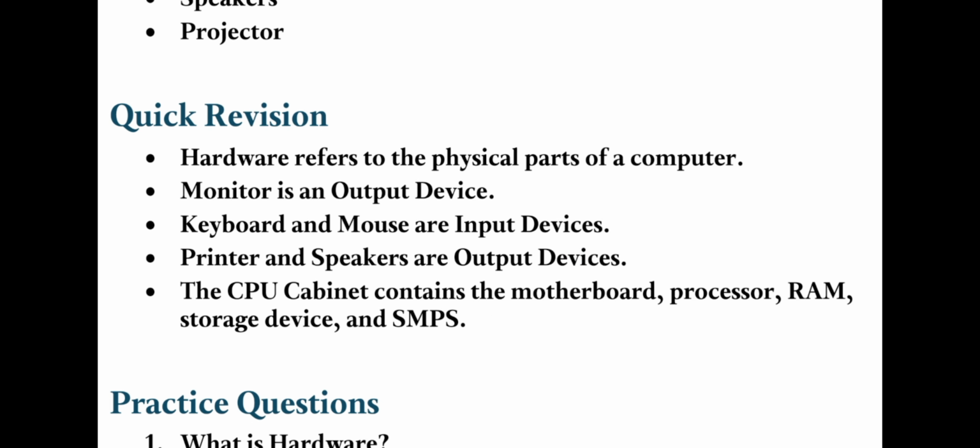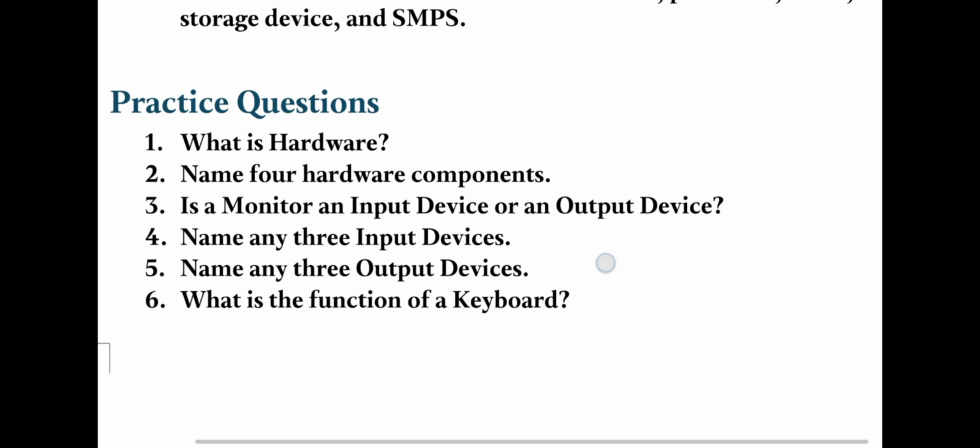Quick revision. Hardware refers to the physical parts of a computer. Monitor is an output device. Keyboard and mouse are input devices. Printer and speaker are output devices. The CPU cabinet contains the motherboard, processor, RAM, storage devices, and SMPS.